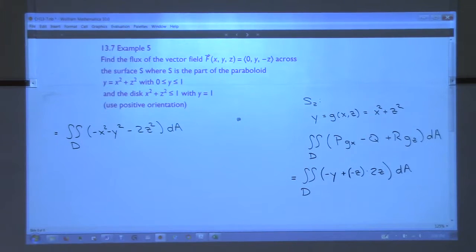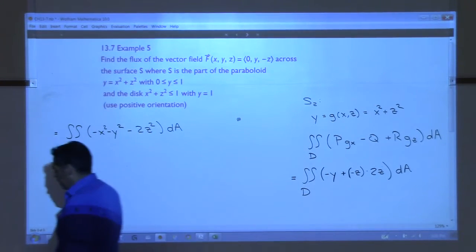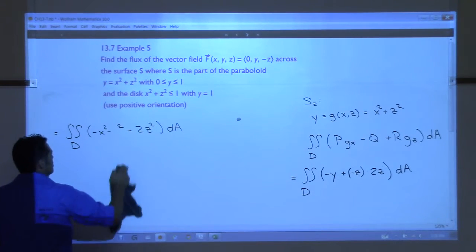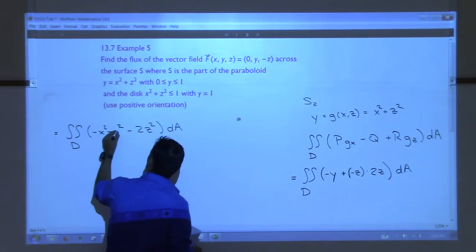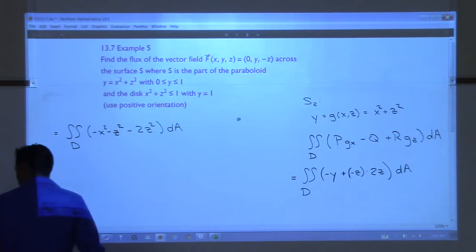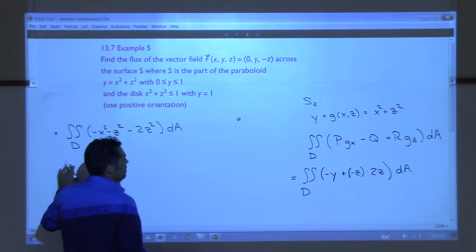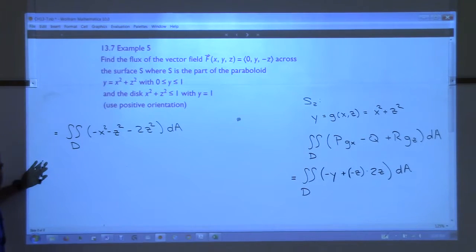And now we get to go to polar. Should be negative x squared, negative z squared. Yeah, it should be. I don't know. Well, I guess today is just going to be one of the days. These are little things, but they're big things, right? All right. We good?